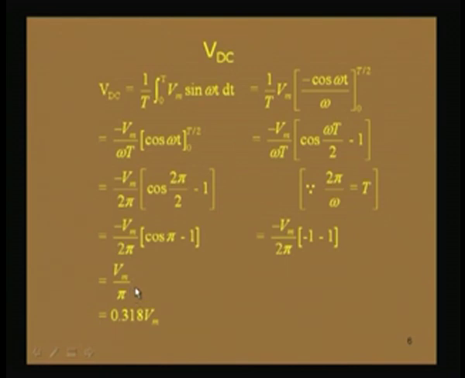So, in a half wave rectifier, the output average DC voltage is equal to V m by pi. If you find the value of 1 by pi, it is 0.318. So, 0.318 V m will be the average DC value of the half wave rectifier.